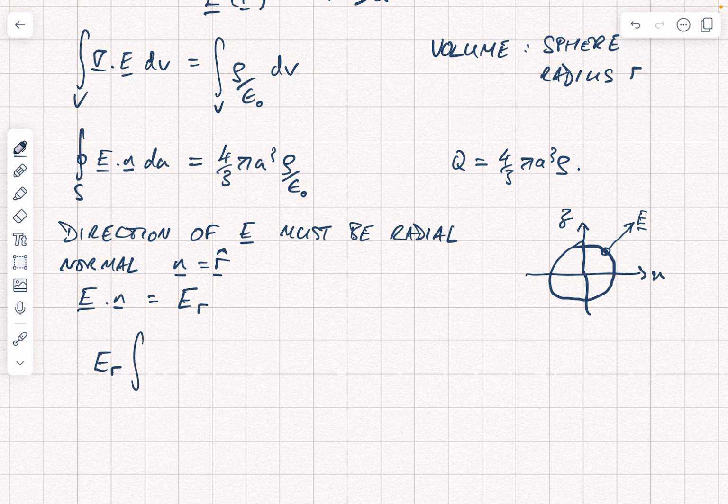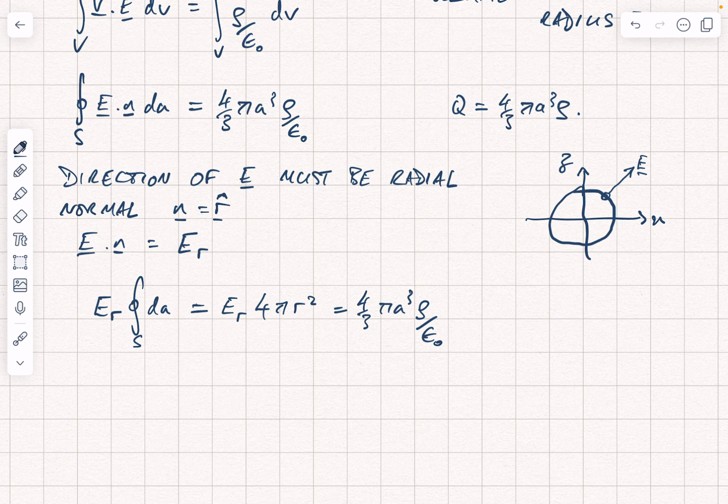So here's E_R outside the surface integral dA, which of course is going to just be E_R multiplied by 4 pi r squared, and that is equal to 4/3 pi a cubed rho over epsilon naught. If we divide through, and restore directions, we can say that the electric field in this situation is a cubed rho over 3 epsilon naught r squared in the r direction.